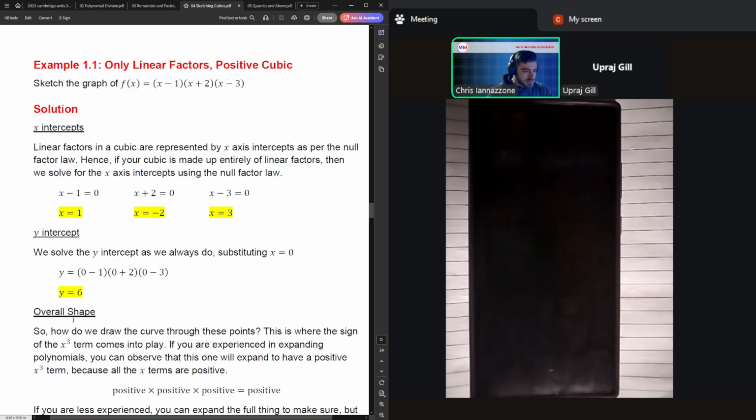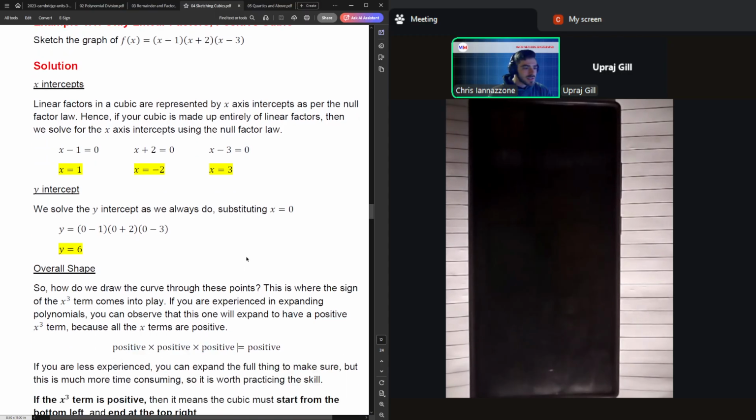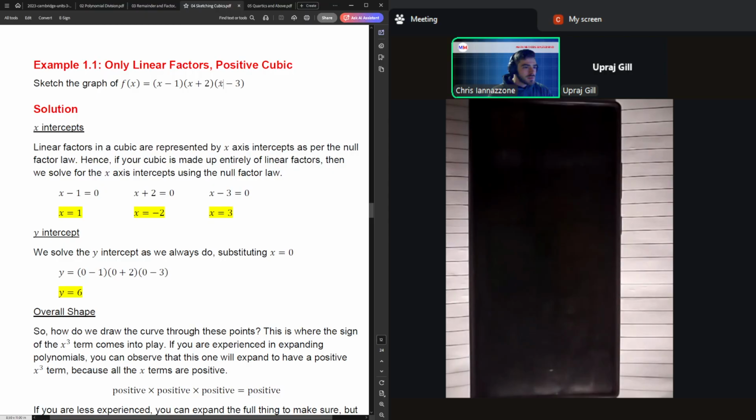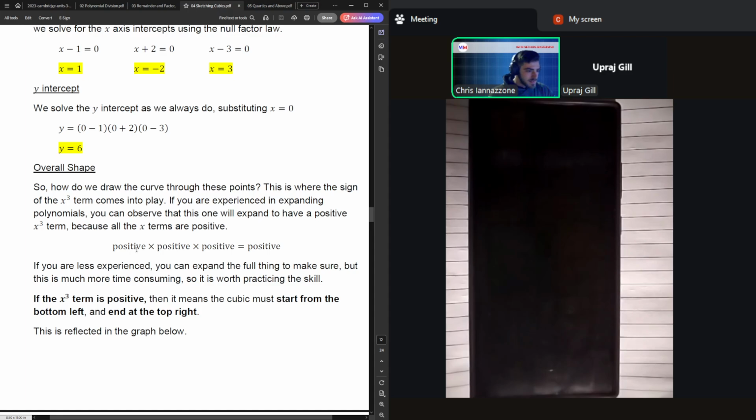As for overall shape, we need to know if it's a positive or negative cubic. You're essentially just going to do a quick sign analysis on the x terms. So you count the number of positive x's, the number of negative x's, and you can make a determination based on that. We got positive, positive, positive, so that's going to be a net positive. That's fairly chill. If there's ever a mismatch between them, then you're going to go with negative. But okay, so for positive, it means we're starting bottom left and ending top right.